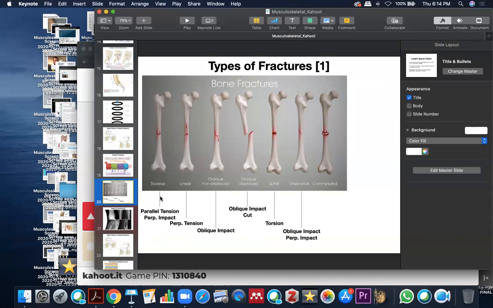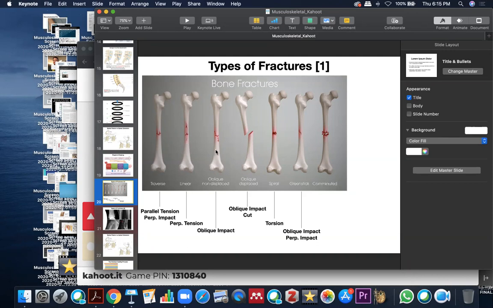So pulling it with its long axis, I don't think that's very common. This one would have to be perpendicular tension, because in order to get this type of break, you'd have to pull it. If this is the long axis of the bone right here, you'd kind of have to pull it like this in order to get this kind of break.